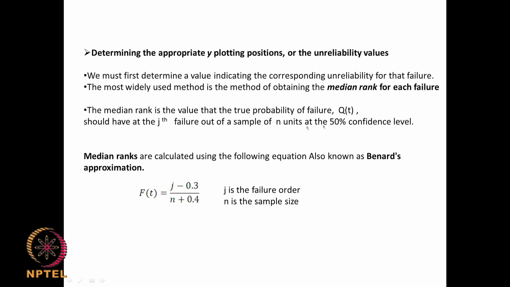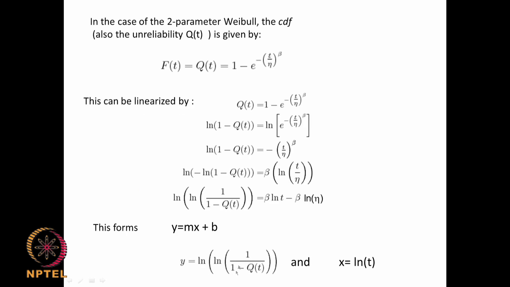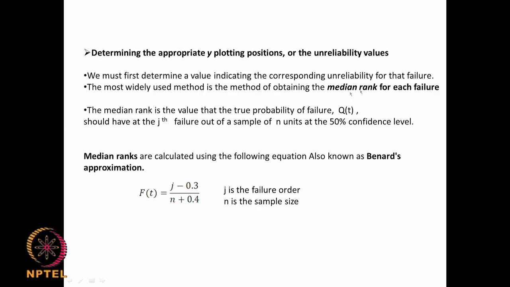So how do you calculate the median rank? We use this formula: (j minus 0.3) divided by (n plus 0.4). j is the failure order and n is the sample size. So if I have 10 samples and this particular part fails at the third position, the failure order is 3, then 3 minus 0.3 divided by 10 plus 0.4 will be the median rank of that part. Understand? So the whole problem here is how do I estimate this Q. In order to estimate Q, there is an approach called the median rank for each failure, which can be calculated using this formula.